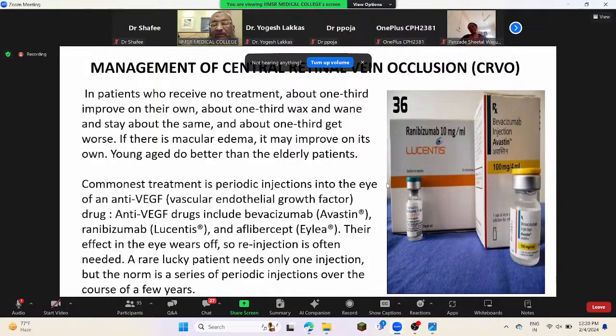Avastin is very commonly used and it is the cheapest, and studies suggest that all these molecules have equal effect. Avastin is cheapest among them, so one can definitely opt for Avastin. Their effect in the eye wears off, so re-injection is often needed. A rare lucky patient needs only one injection, but the norm is a series of periodic injections over the course of a few years.